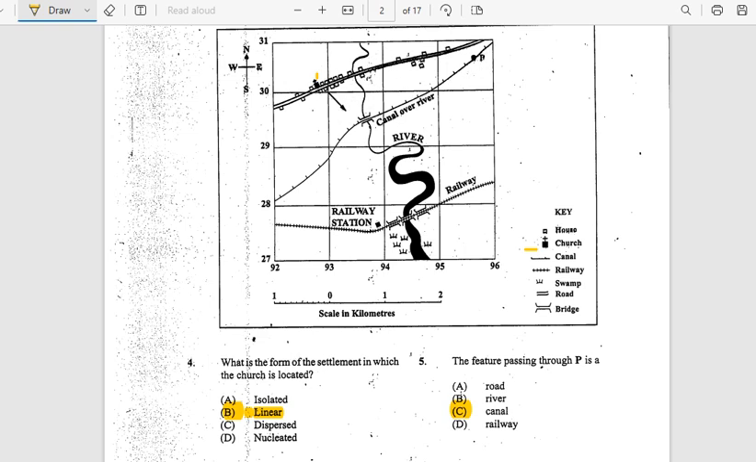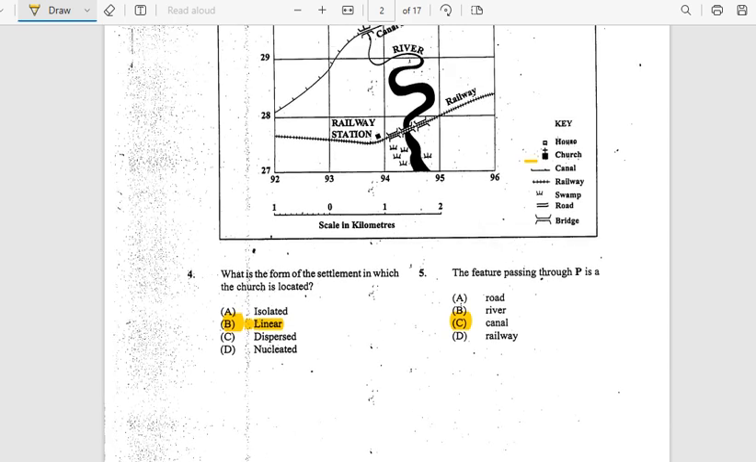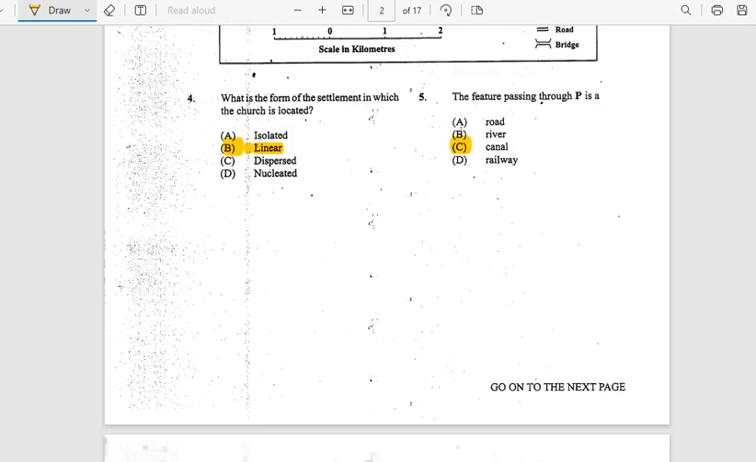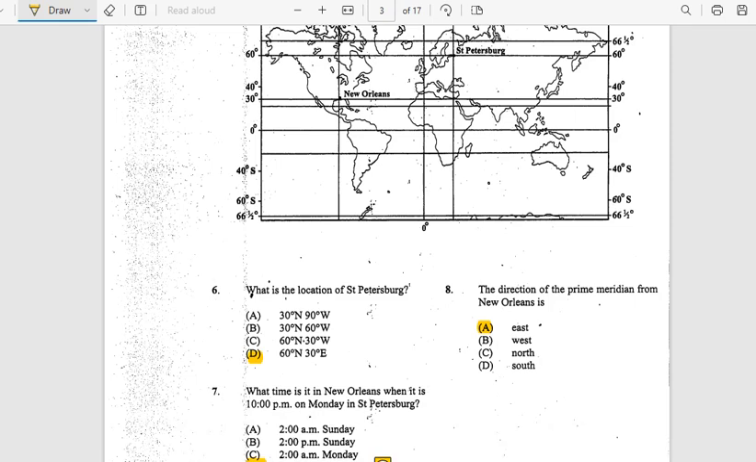Number 5. The feature passing through P is. P is right here, guys. So the feature is a canal. As you can see, the key right here is showing it. So we have a canal. It's pretty obvious.